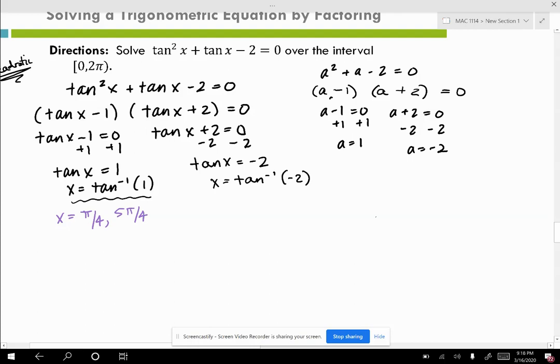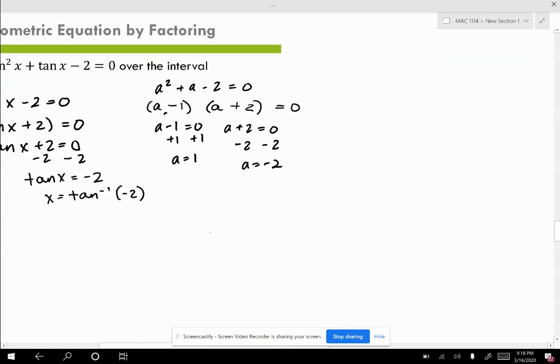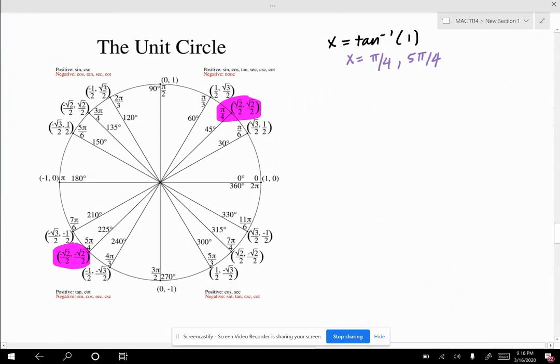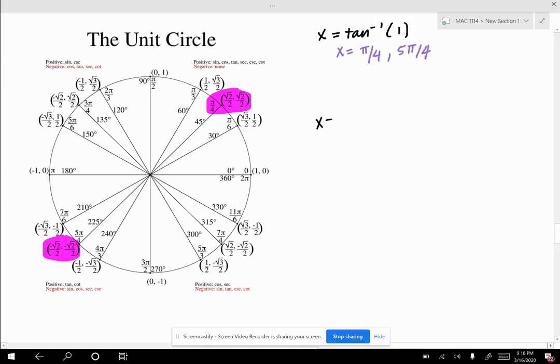Now we have to do the second part, where they were interested in knowing which angles give them a tangent value of -2. So if we go back to our unit circle, let me write the second part. So they're interested in where x equals inverse tangent of -2. Okay, so they're interested in which angles give them a tangent value of -2. Well, that angle isn't on the unit circle. That's not one of our standard angles that we're used to seeing. So the only way we're going to be able to calculate that is if we put it into the calculator.